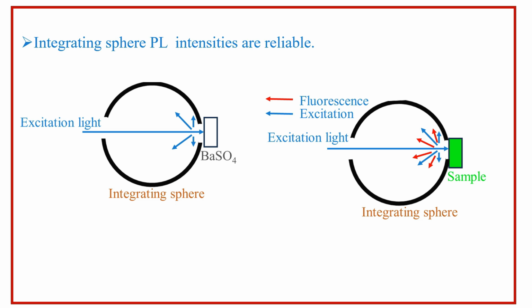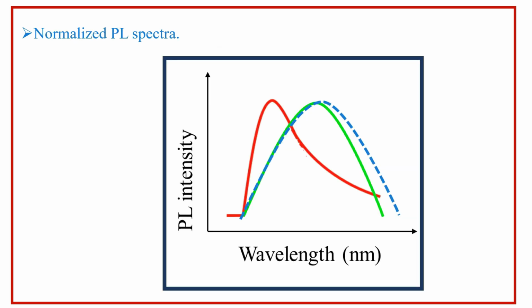Alternatively, for comparing the data, you can normalize the spectra to highlight the changes in PL maxima or peak shape, whether sharpening or broadening, and the PL wavelength range, etc.